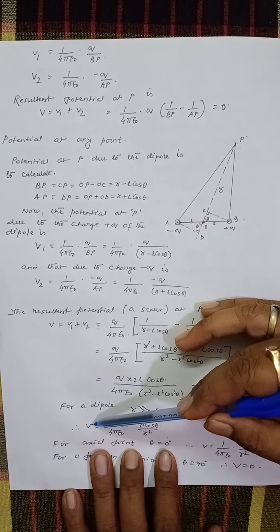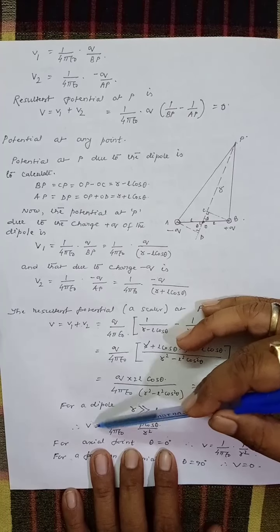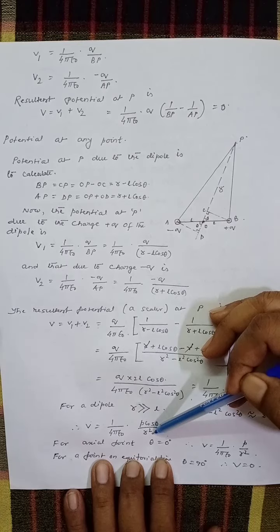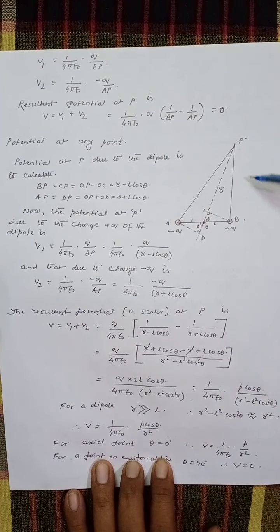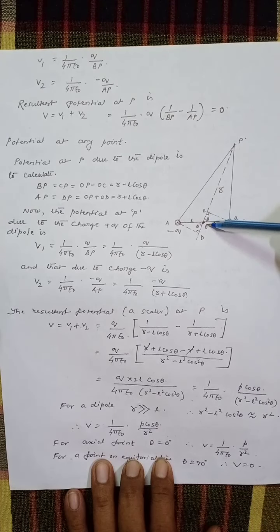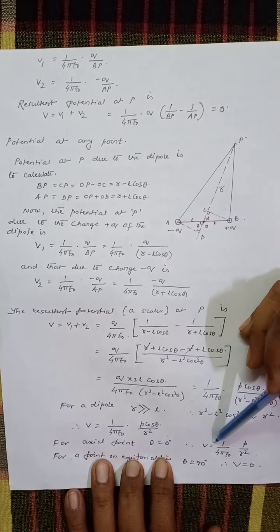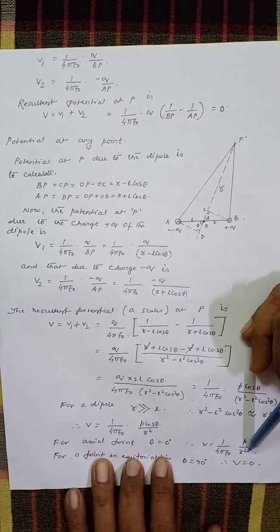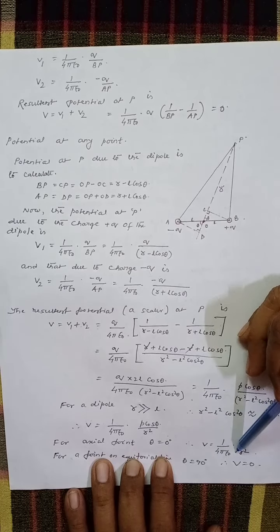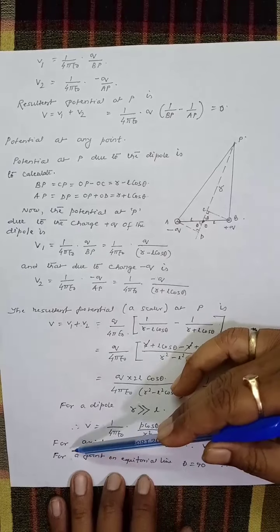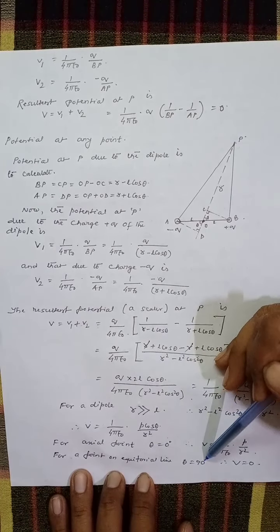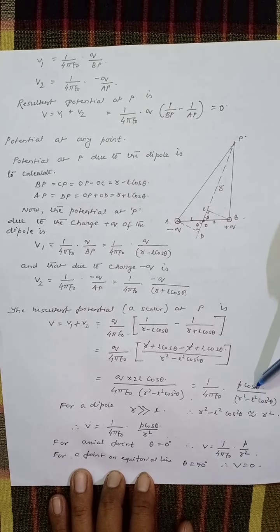Hence the potential at P is given by V equal to 1 by 4 pi epsilon naught P cos theta by R square. If the point P is on the axis of the dipole, then theta equals 0, and in that case we get V equal to 1 by 4 pi epsilon naught P cos 0 degree by R square, which results in 1 by 4 pi epsilon naught P by R square. If the point is on the equatorial line, then theta equals 90 degrees. So in this equation cos 90 results in 0, hence the electric potential is 0.